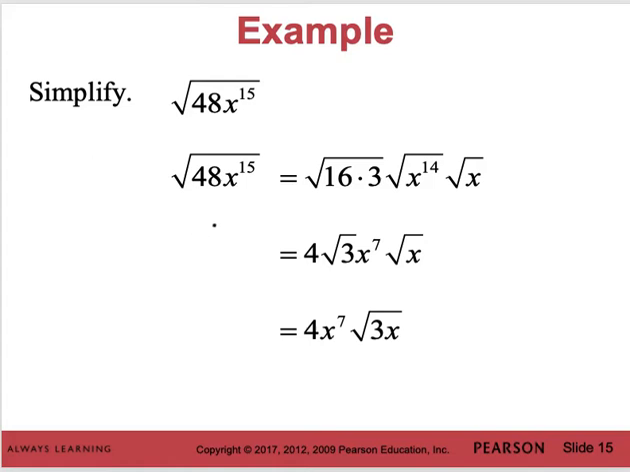One more asks to simplify. We can break 48 down into two factors, 16 times 3. We can find the square root of 16. The 3 is still under the radicand here. It cannot be simplified any further.